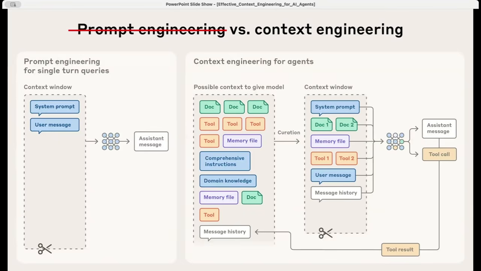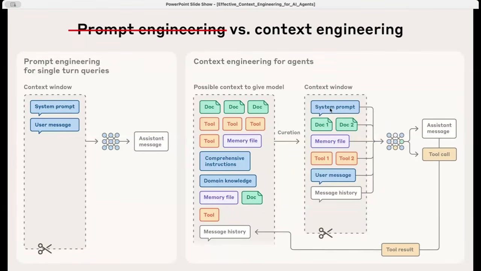Think about all the possible contexts you can provide to the model. It can be any document or source of information. It can be a diversified set of tools on the MCP server, or the memory of the agent, or all the comprehensive instructions and domain knowledge you can provide to the AI. So this is all the possible information you can provide to the AI agent. But exactly what documents and tools you want to select at that timestamp that are most relevant for the task, you need to do this curation, to select the most relevant.